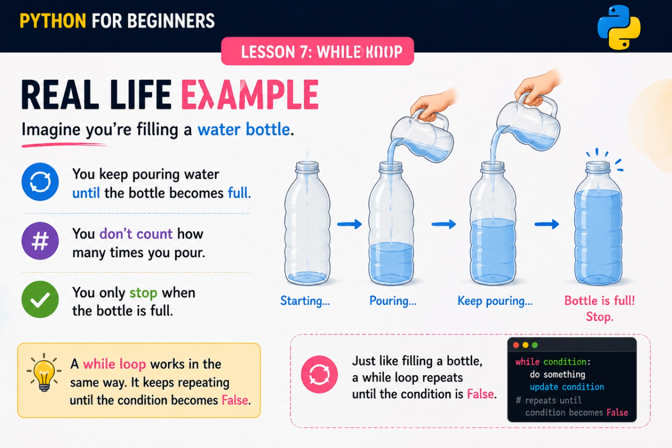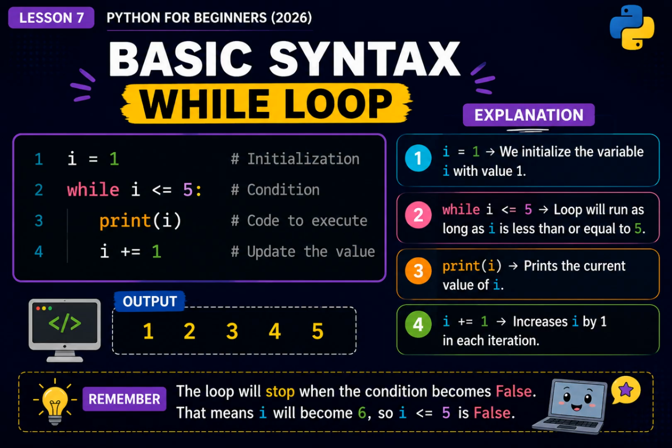So let's understand the basic syntax. We write the keyword while. Then we write a condition. After that we add a colon. Inside the loop, we write the code we want to repeat. Remember, the code inside the loop must be properly indented. Python uses indentation to know which statement belongs to the loop.